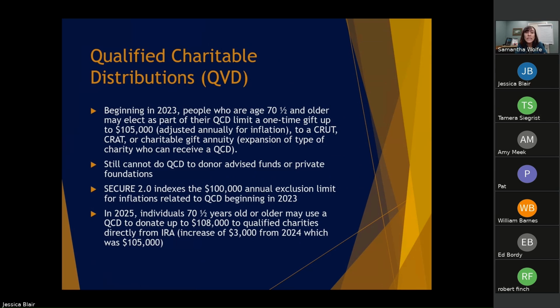So let's move a little bit and let's talk about qualified charitable distributions. And that should say QCD, not QVD. They're actually right next to each other on the keyboard, so I think I just mistyped.